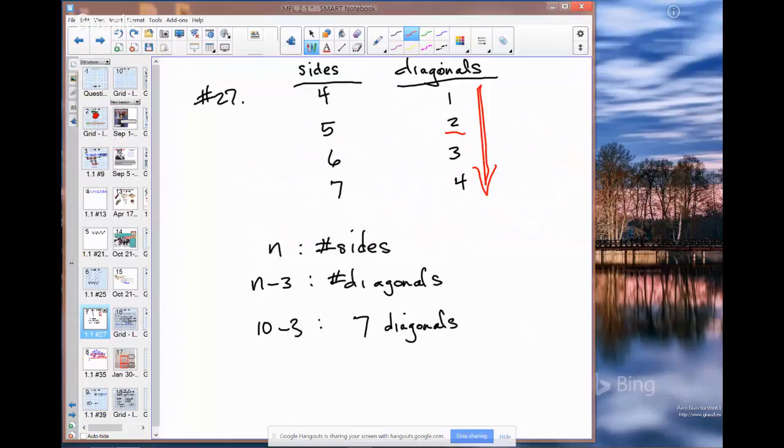Here I actually came up with a formula, but that's not necessary. All that's really necessary is that you discover the pattern somehow. So you could say, as I add a side, I wind up adding 1 more diagonal, something like that.